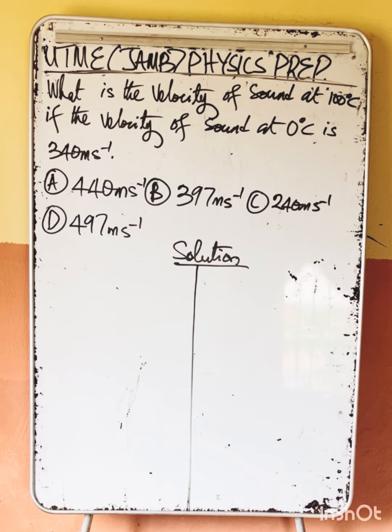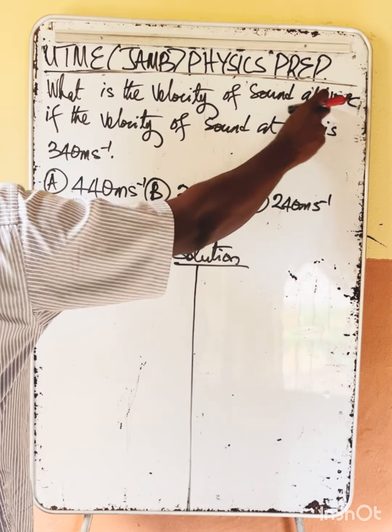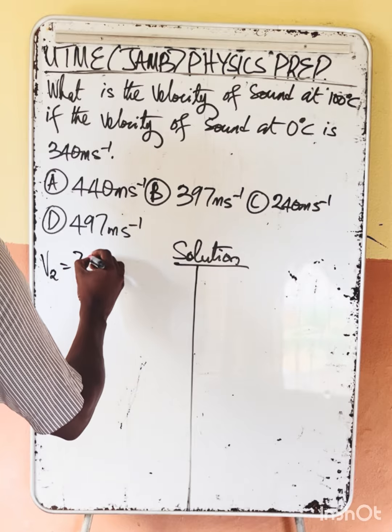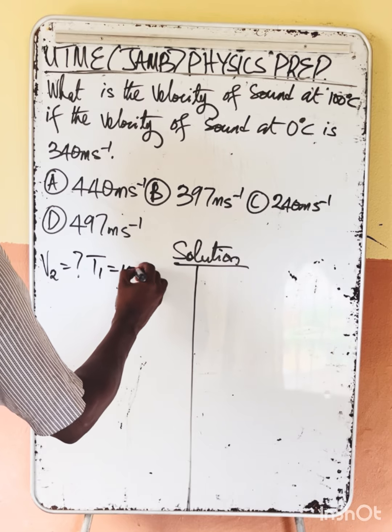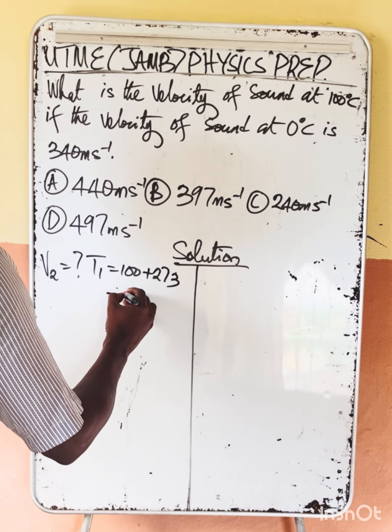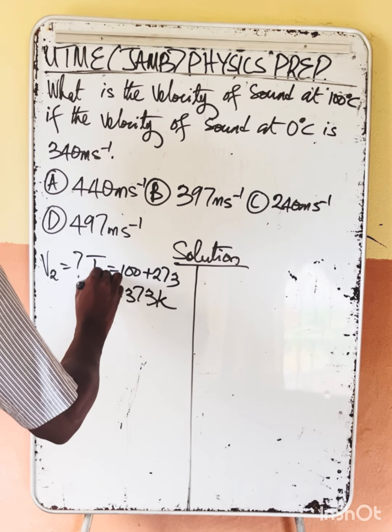If the velocity of sound at 0 degree Celsius is 340 meters per second, the examiner is very funny. He gave you the values of temperature in degrees Celsius, and if you use it, you'll be very wrong. Okay, let's go. So we're looking for velocity. So the velocity at 100, I will call it V2. So we're looking for V2 when T1 is 100. So 100 plus 273, so that will convert it to Kelvin, will give us 373 Kelvin. Okay, no, this is T2, I beg your pardon.